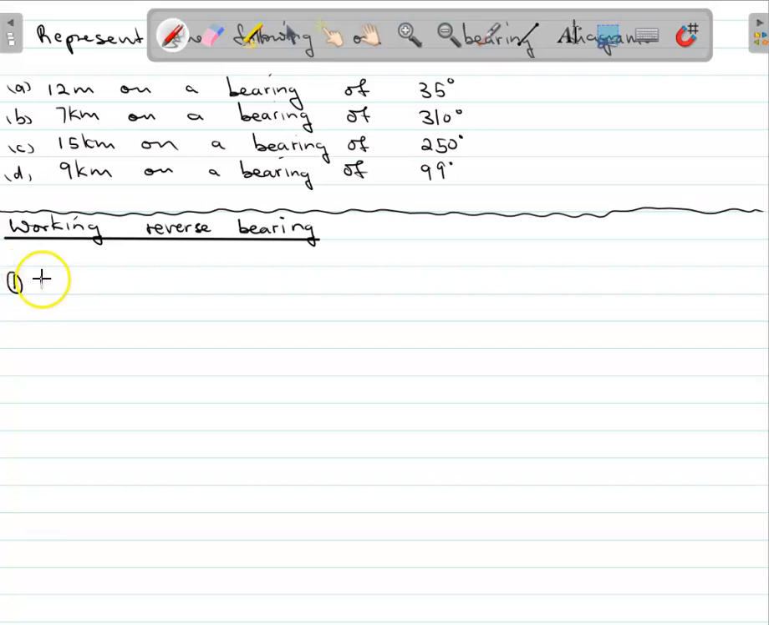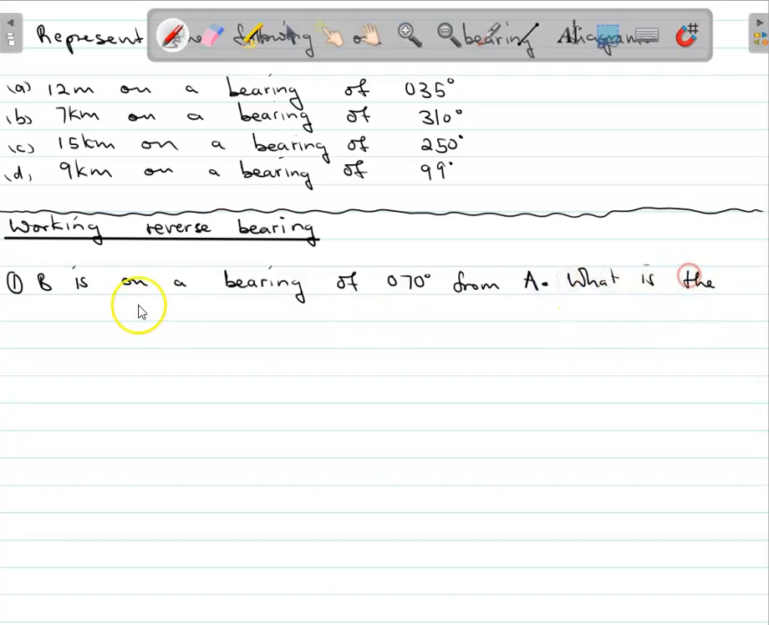B is on a bearing of 070 degrees from A. What is the bearing of A from B? Right, so now we're looking at something very different.